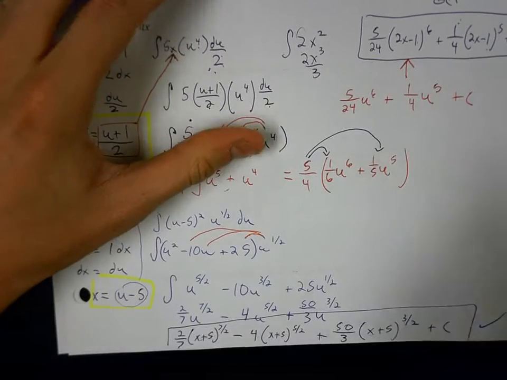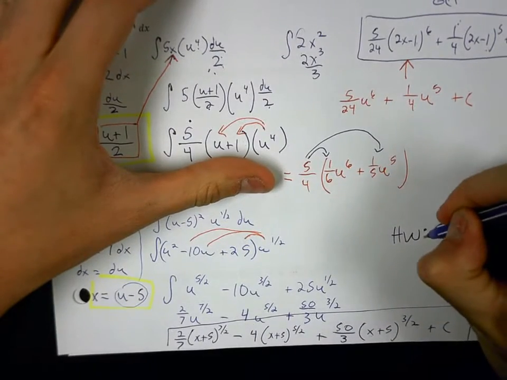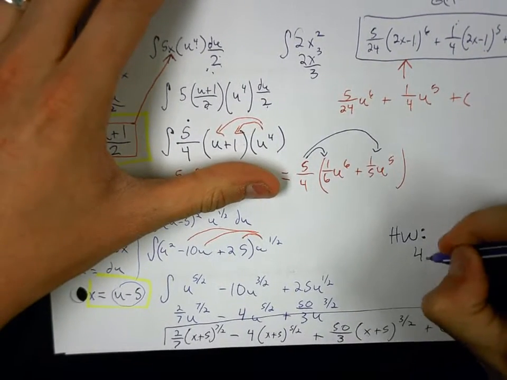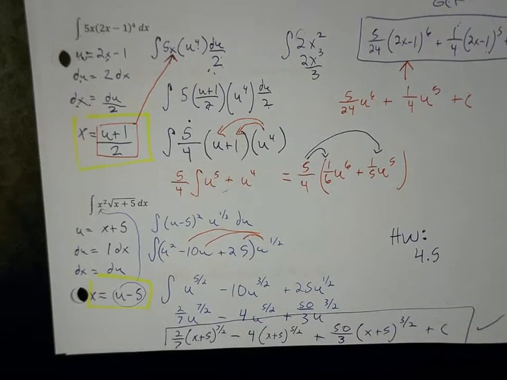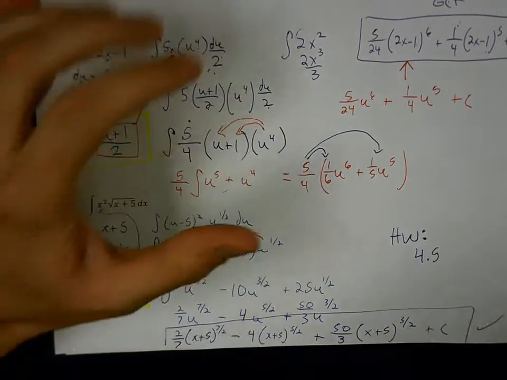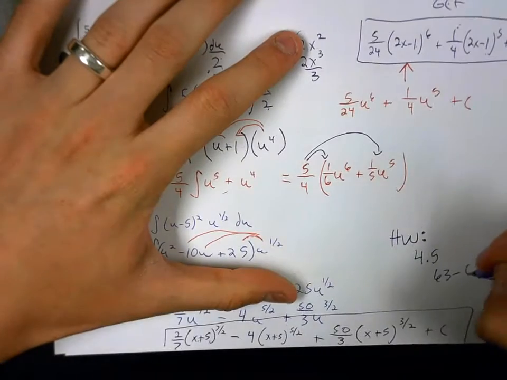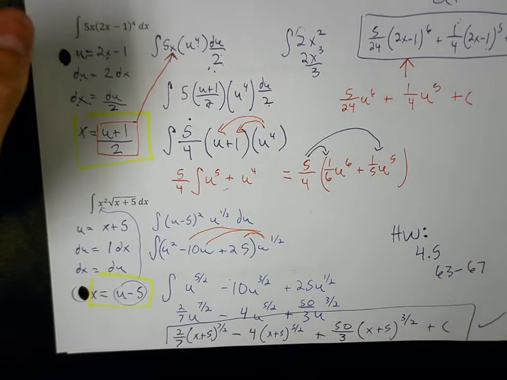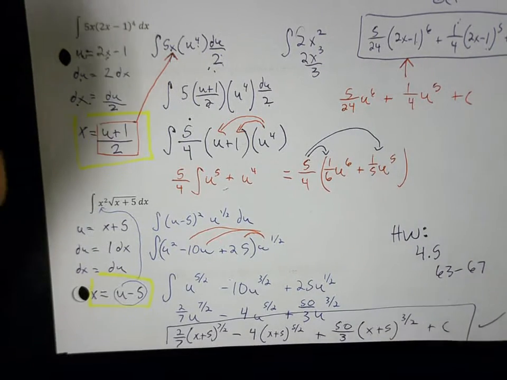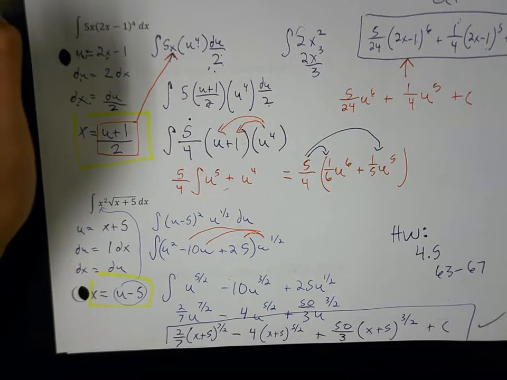Your homework for this section, so it's kind of a 2-part lesson today. It's also 4.5, but the numbers on the homework are 63 through 67. Okay? Work together on these. Ask questions to one another. Write down questions for me. And then we can look at this again on Friday.